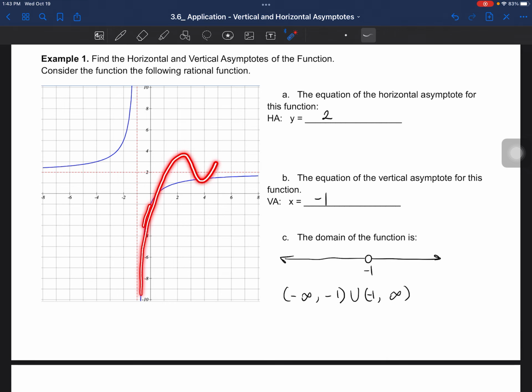Now I will come back and mention that you could have a graph that goes like this. It goes like this, and it just crosses the horizontal asymptote over and over again. But as you go to -infinity, it's getting closer and closer to y equals 2. So the function may cross a horizontal asymptote, but it may not cross a vertical asymptote.